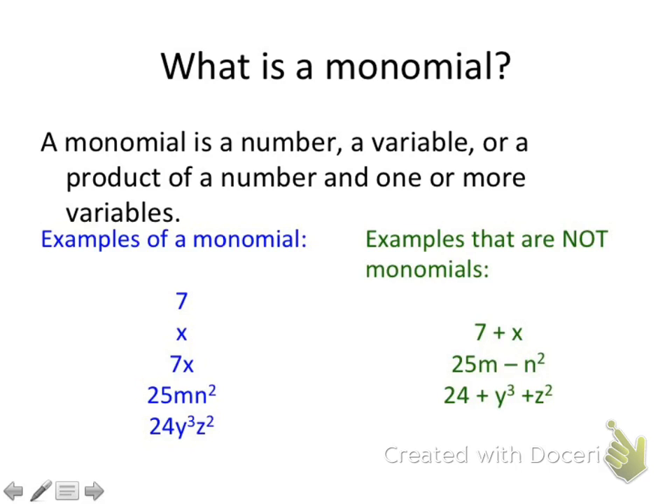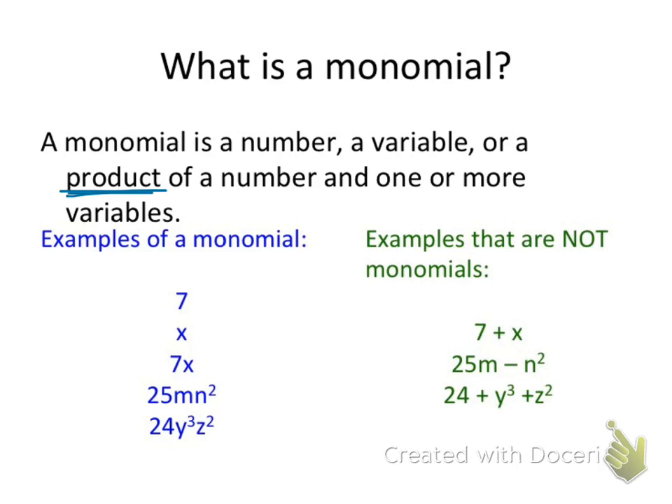These are not monomials. The first one is 7 plus x. That's 2 monomials joined together by addition. They call that a binomial. There's 2 monomials, mono meaning 1, bi meaning 2. 25m minus n squared: again, we have that subtraction thrown in there. That does not fit the definition, because the definition clearly says the relationship can only be a product of the number and variables, not addition or subtraction. So number 2 is also a binomial.